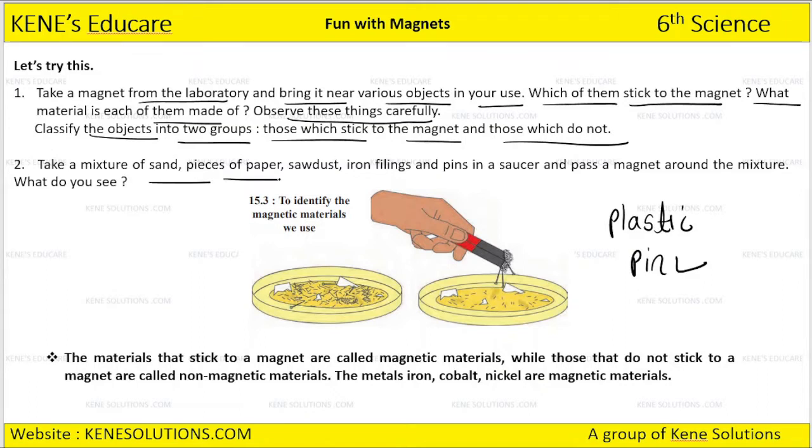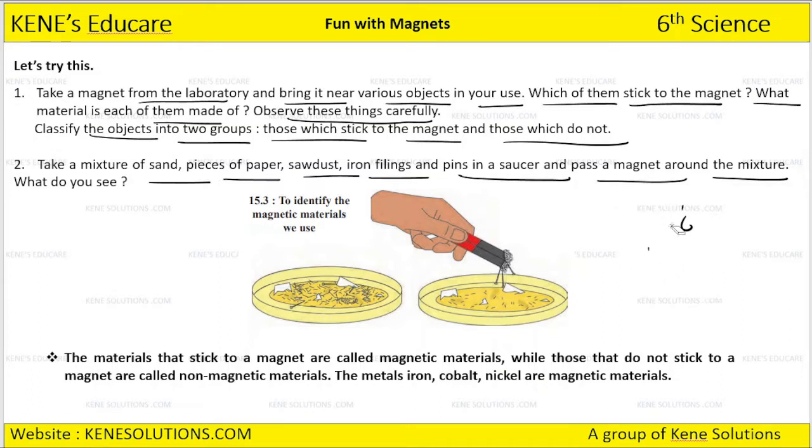Take a mixture of sand, pieces of paper, sawdust, iron filings and pins in a saucer and pass a magnet around the mixture. What do you see? See, we have to take a mixture of sand, paper, sawdust, iron particles. तो इसमें से iron filings and the pins in the saucer will get attracted to the magnet, लेकिन pieces of paper, sand will not get attracted to the magnet.